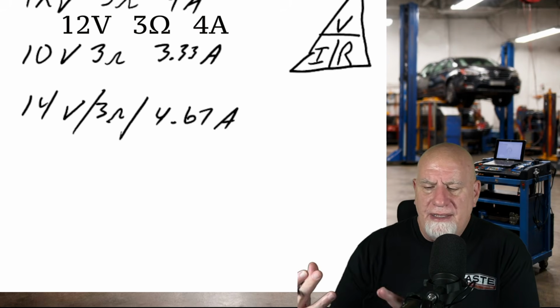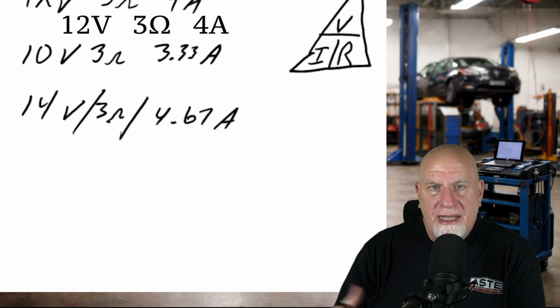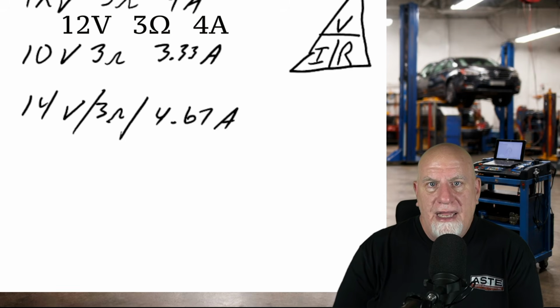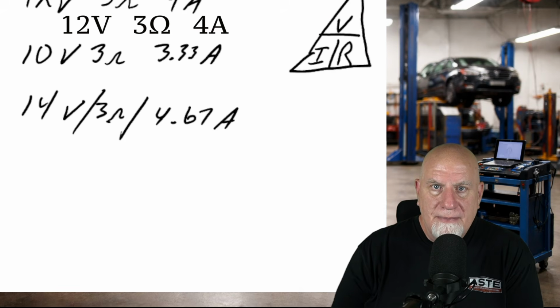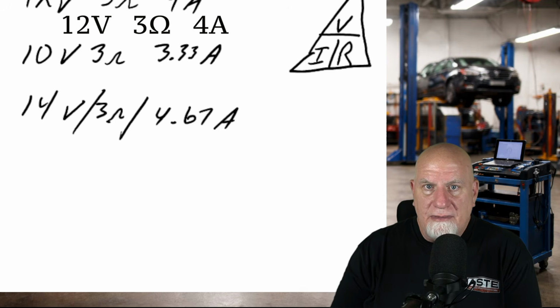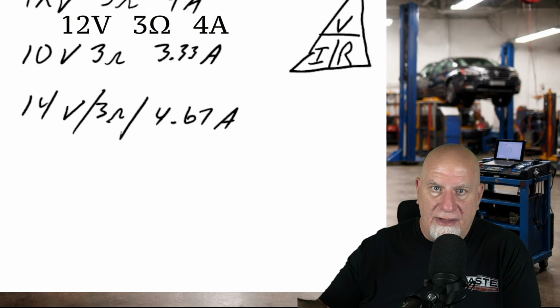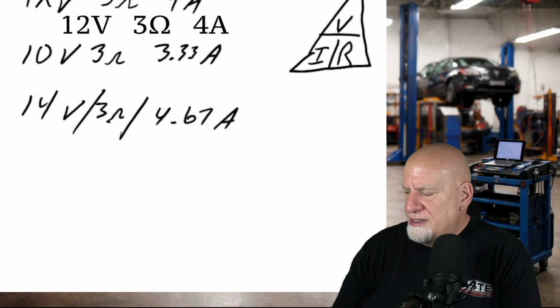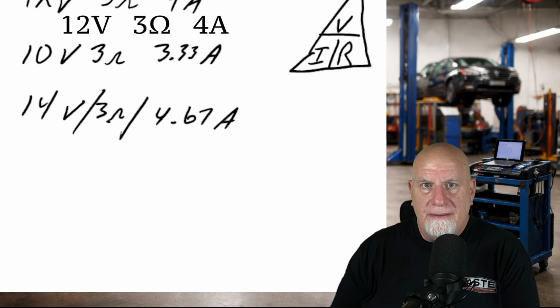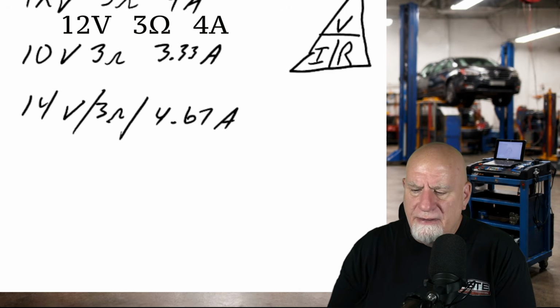So hopefully now you're seeing the relationship in volts and resistance to current flow. High resistance, low current flow. Low resistance equals high current flow. High voltage equals high current flow. And low voltage equals low current flow. So you're kind of seeing the results of all these together.